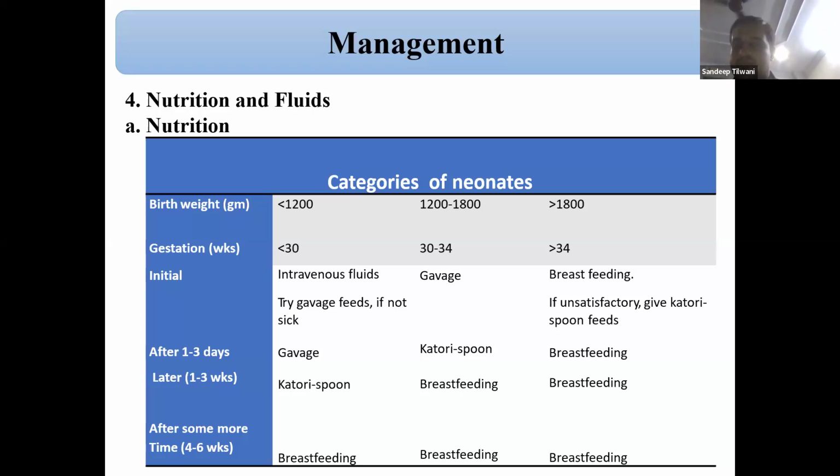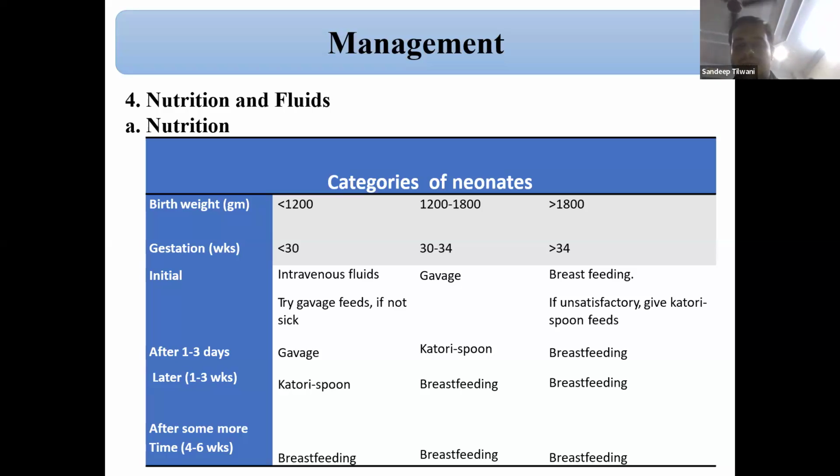Or they have to be motivated enough to come to the NICU and express the milk for their babies. Okay, so that is a challenge. But if we have a good system for ensuring this, our outcomes would definitely be the best.